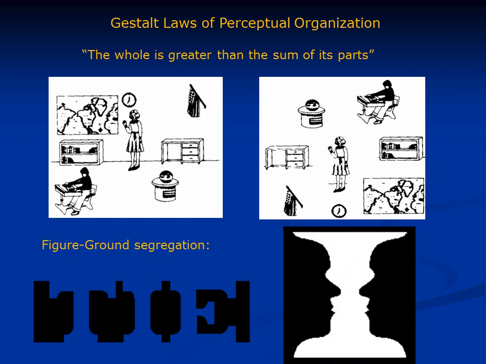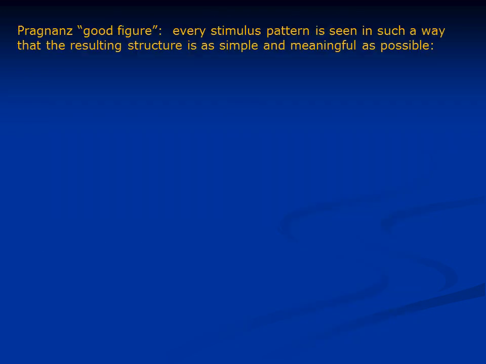Okay, the most famous, perhaps, example of this phenomenon is the face-vase illusion, where you see either the faces, the left and the right aspect of this picture, or the vase in the middle, and it will flip back and forth between the faces and the vase. You try to concentrate on one or the other.